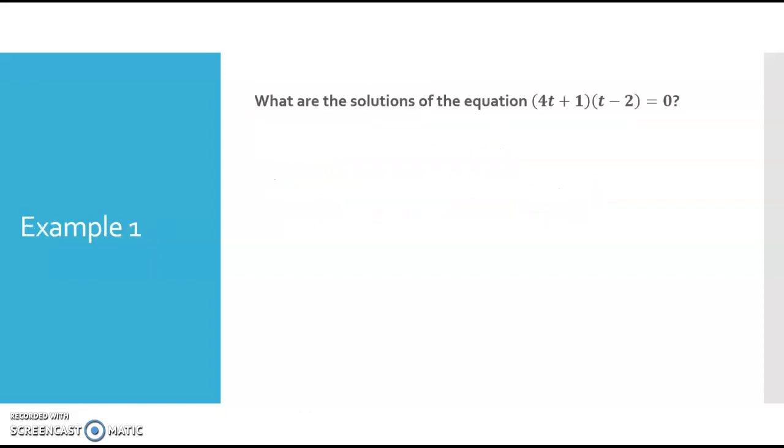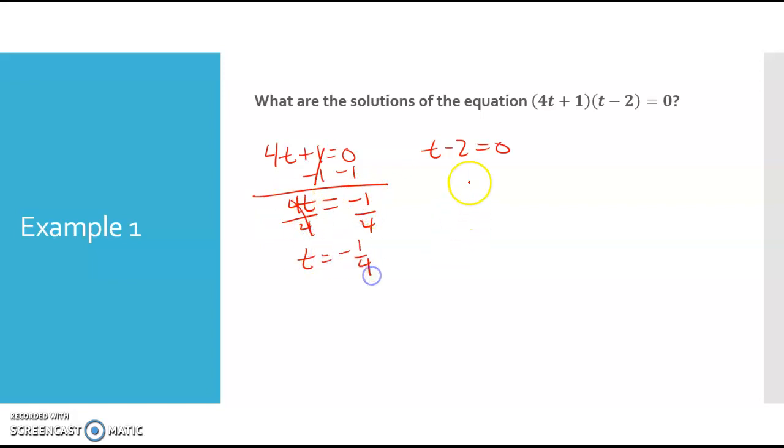Find our roots. Okay, so this one's fairly set up for us. It's already in factored form. All I have to do is set each of those factors equal to 0, right? So then we solve. I subtracted my 1's from both sides, and now I'm going to divide by 4 to get t by itself. So t will equal -1/4. I'm going to add 2 over here, so then t equals 2. So t equals -1/4, comma 2.